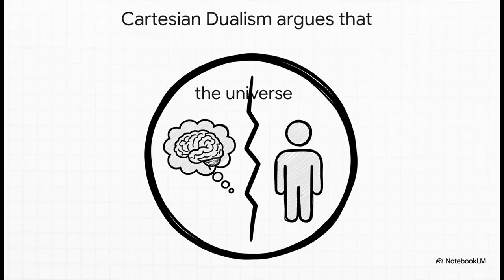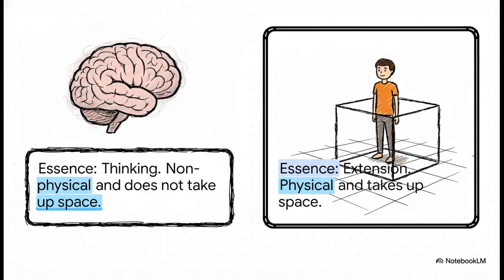So Descartes developed this incredibly powerful idea called Cartesian Dualism. His central claim was that the universe isn't made of just one kind of stuff, but 2. He argued that minds and bodies are fundamentally different substances, each with its own unique and defining nature. For Descartes, it all boiled down to 2 fundamental substances. First, you've got the mind, and its only essence is thinking. It's not physical, and it doesn't take up any space at all. Then you've got the body, and its only essence is extension. It's purely physical and takes up space.